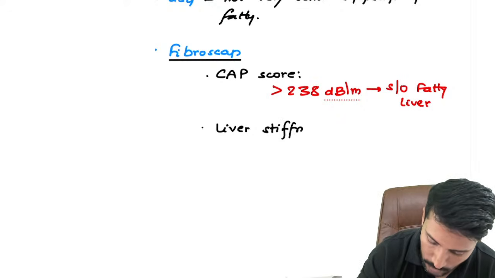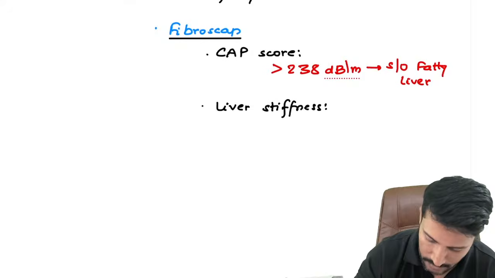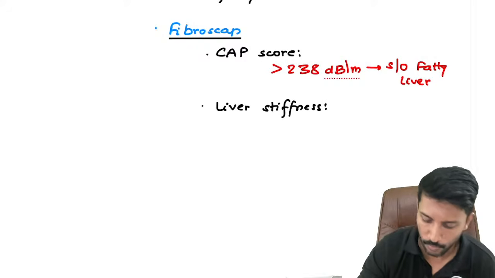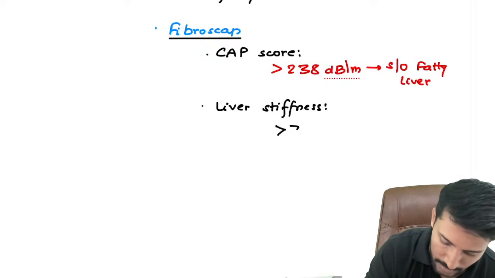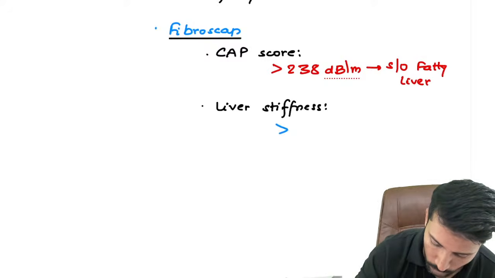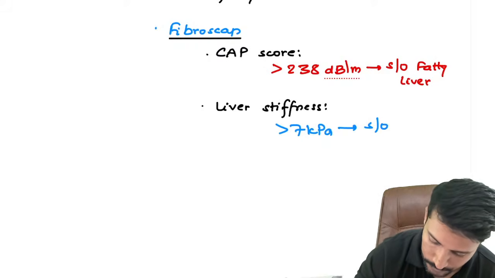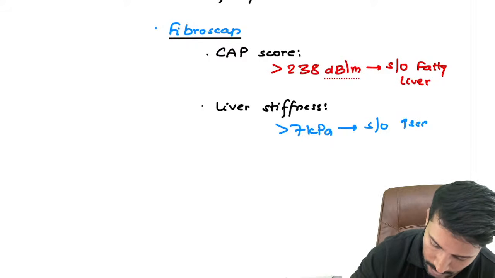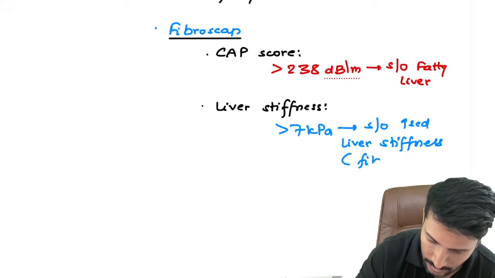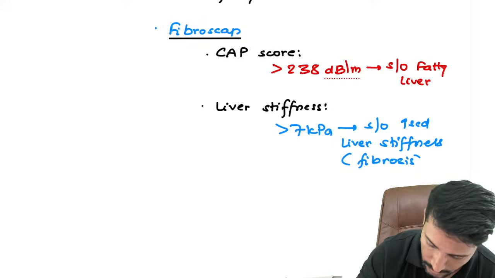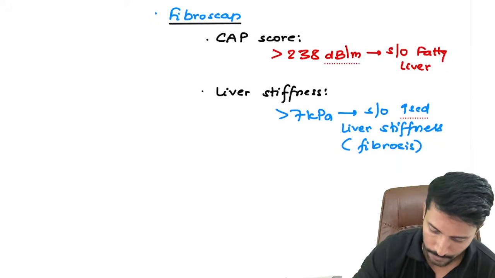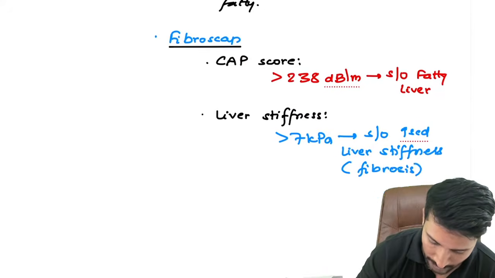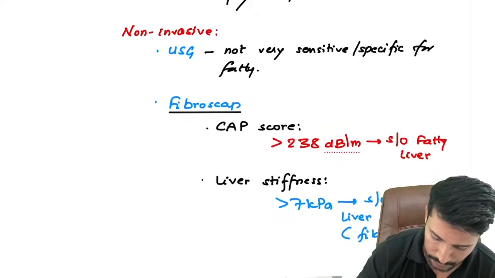And the second thing is we will also measure the liver stiffness. Normally it is less than 7 kilopascals. When it is more than 7 kilopascals, it is suggestive of increased liver stiffness, which indicates that there is fibrosis. Okay. Now, yes, there is a role of LFT. What is the role of LFT here?